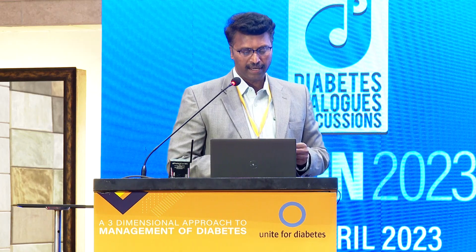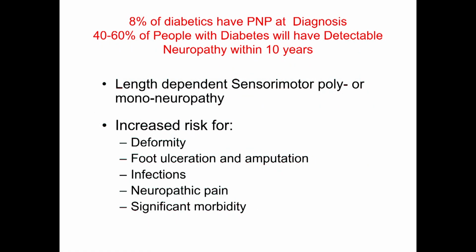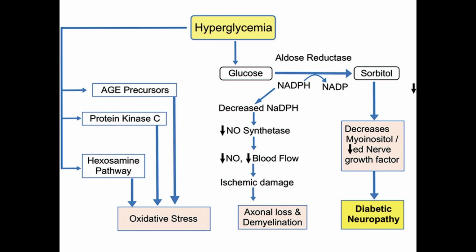So we know that 8% of people with diabetes can have peripheral neuropathy at diagnosis, and over a period of time, depending on the duration of the diabetes, more than 50% of the patients can develop this neuropathy. Of course, it puts the patient at risk of a lot of morbidities like deformity, foot ulceration, neuropathic pain and so on. So I'm going to talk a little bit about the neuropathic part of it.